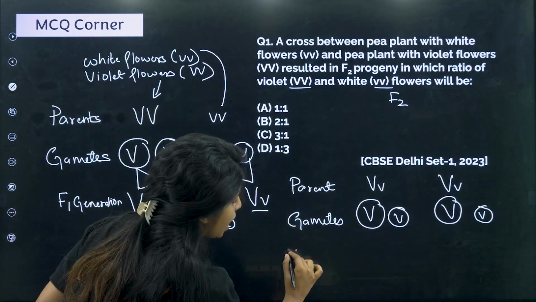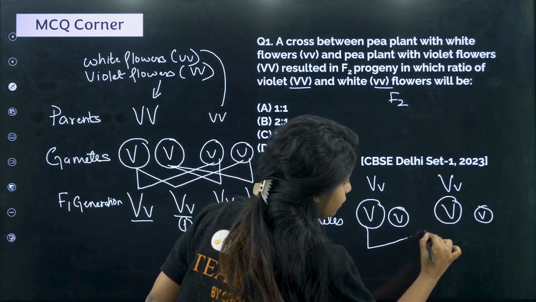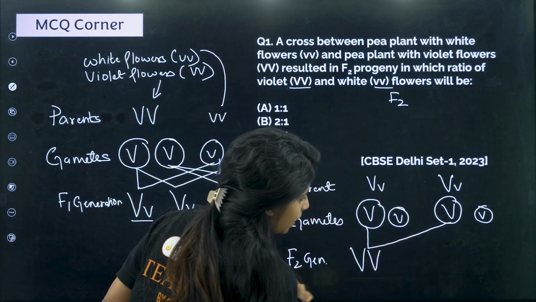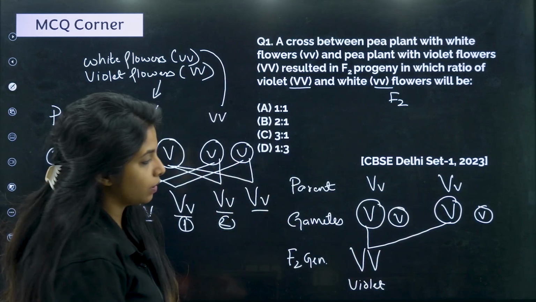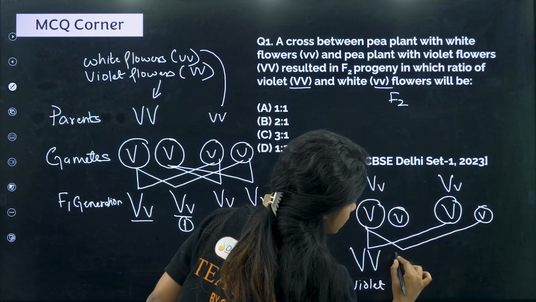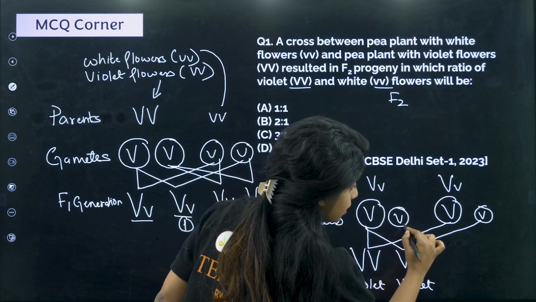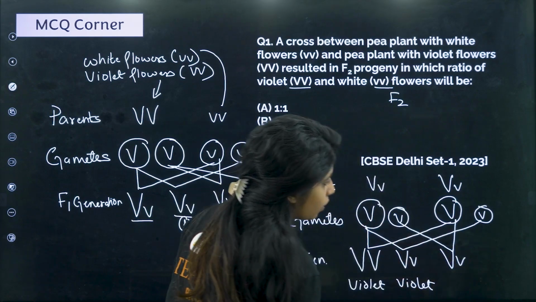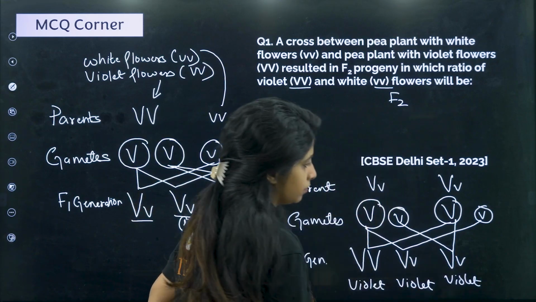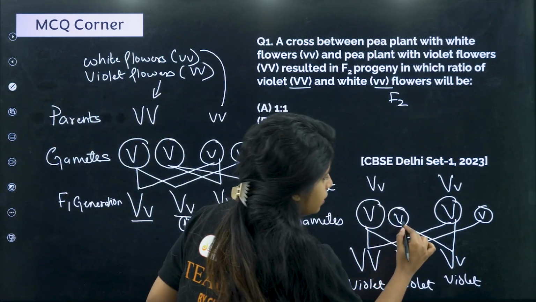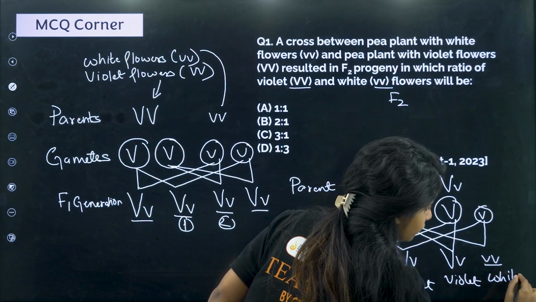Then after the gametes, you have the F2 generation. This gamete fuses with this and gives capital V, which gives violet flowers. I'll write it, otherwise I'll forget. Now this fuses with this and gives capital V, small v, which is again violet. This fuses with this and gives capital V, small v. Always write the capital letter first. So this is again violet. When I fuse this with this, I get small v, small v. For the first time, I got white.